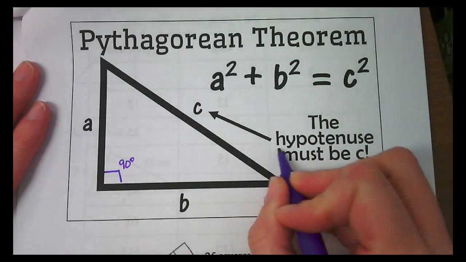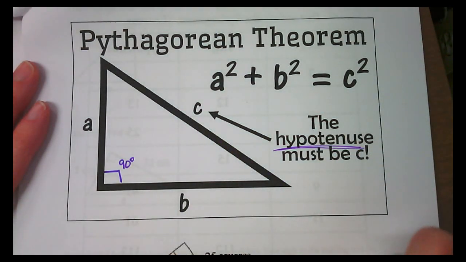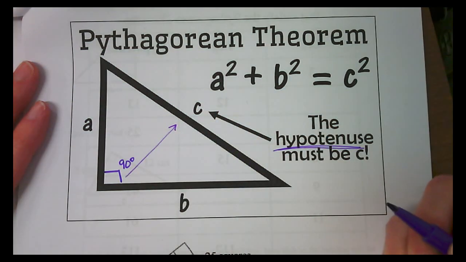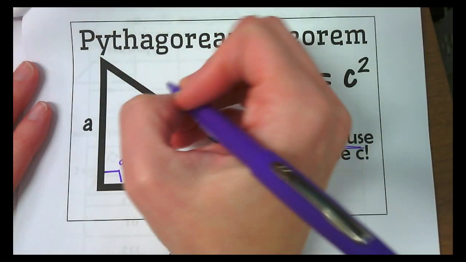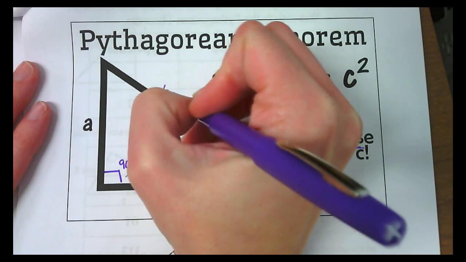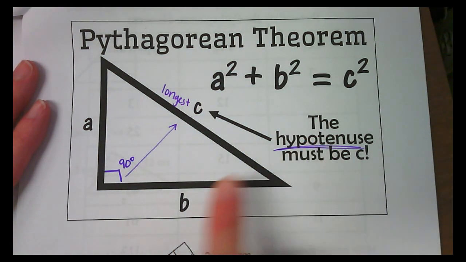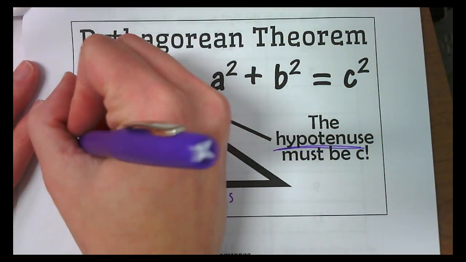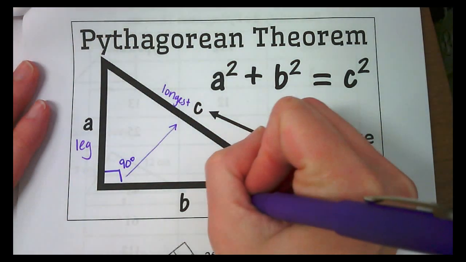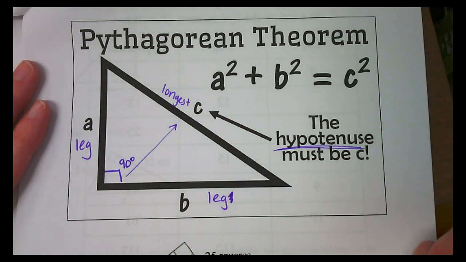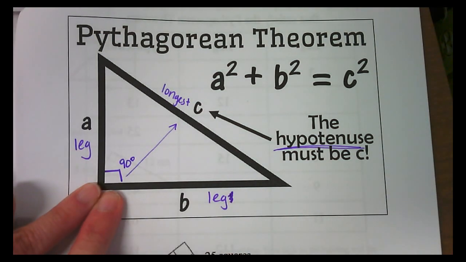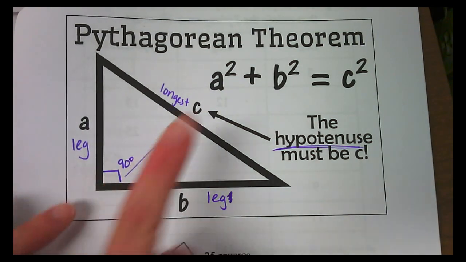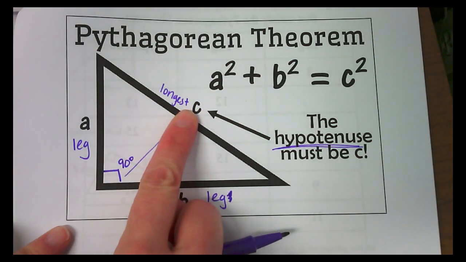The hypotenuse is the longest side of the triangle, and it's always across from, or opposite, the 90 degrees. So this is our longest side. Okay, that's our hypotenuse. The other two sides, A and B, are called legs. Those are our legs. The legs make the right angle, and the hypotenuse is across from the right angle.